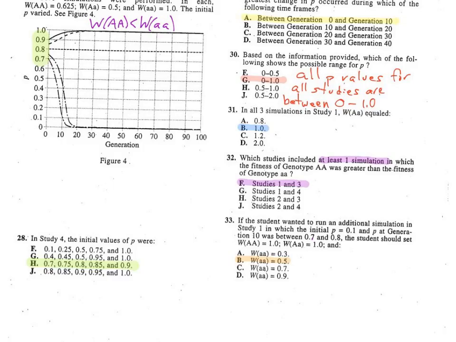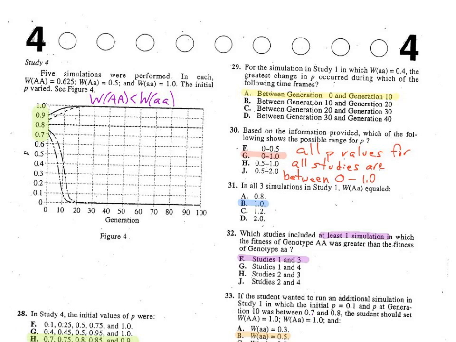Question number 8 asks in study 4 what the initial values of P were. The initial means the starting values, so we look at the table for number 4 and we see that they all range from 0.7 to about 0.9. The only answers within that range are answer choice H.